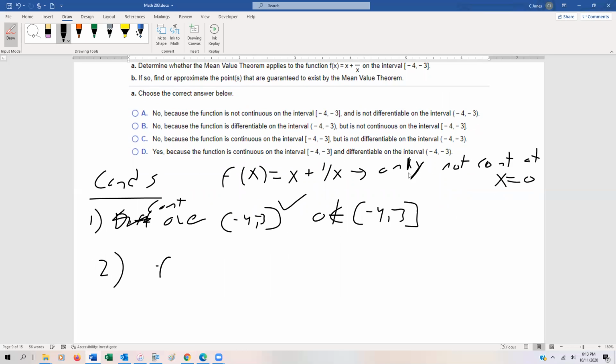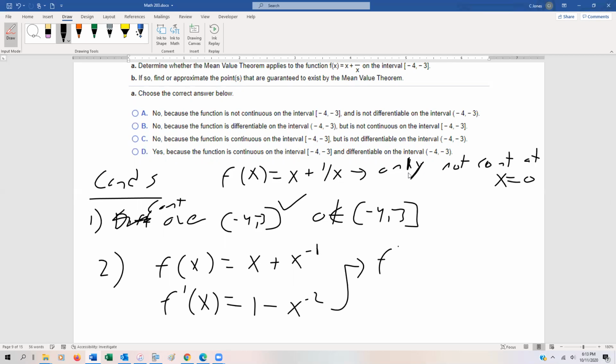What we need to do first of all is find the derivative. One of the things we could do is set it up like this to take the derivative. The derivative is going to be 1 minus x to the -2, or that means that the derivative is 1 minus 1 over x squared.